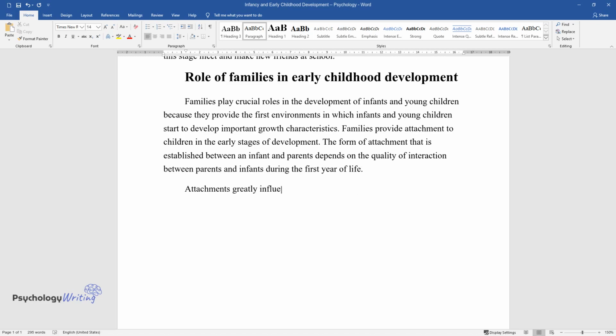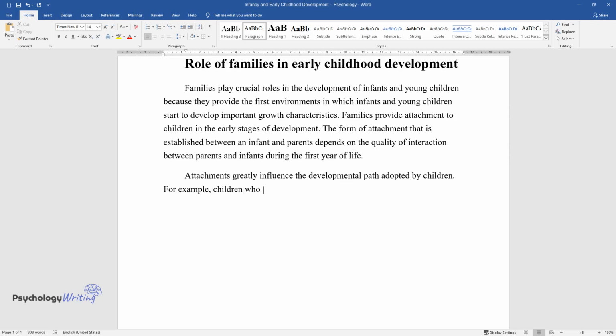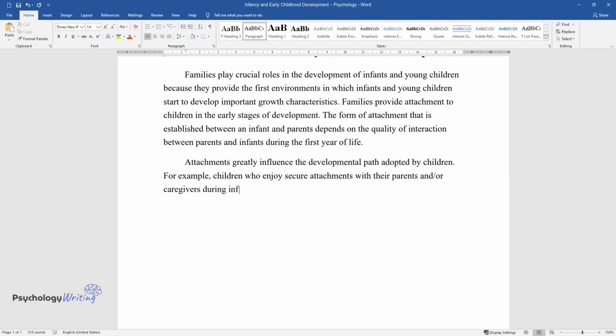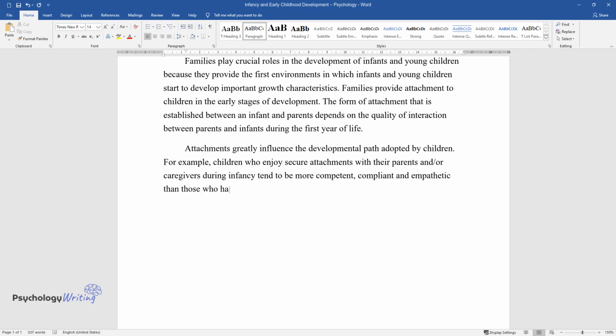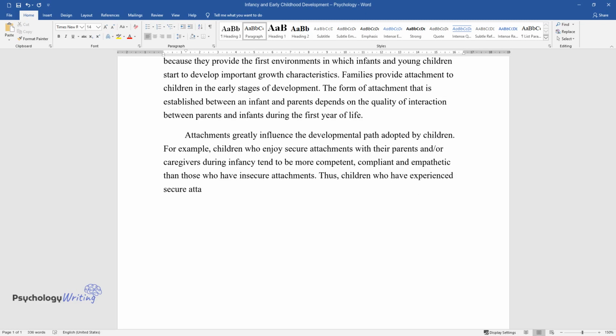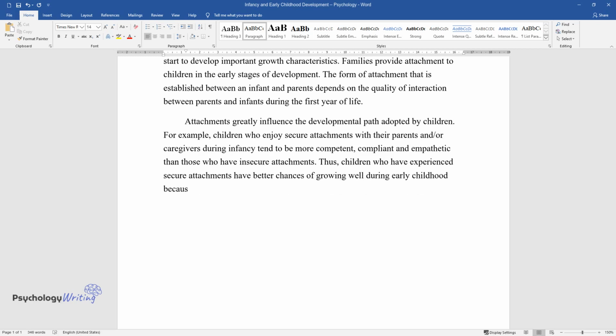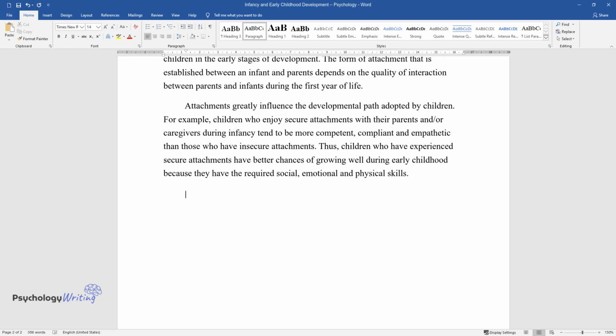Attachments greatly influence the developmental path adopted by children. For example, children who enjoy secure attachments with their parents and/or caregivers during infancy tend to be more competent, compliant, and empathetic than those who have insecure attachments. Thus, children who have experienced secure attachments have better chances of growing well during early childhood because they have the required social, emotional, and physical skills.